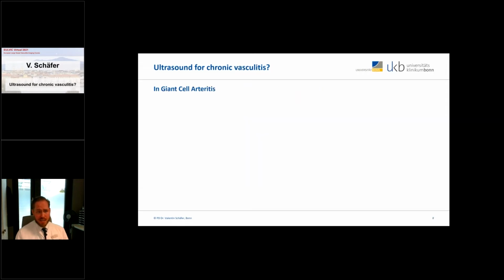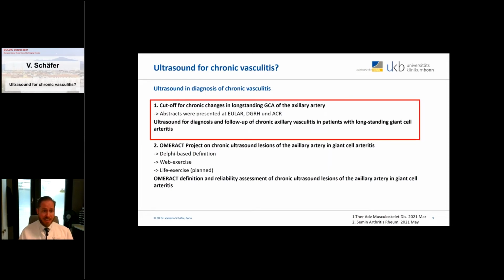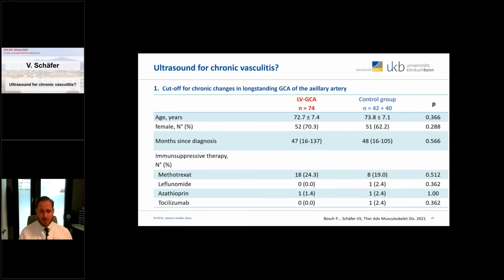Going into giant cell arteritis, we finished 2 projects, and you can see the first project was published in March 2021 and the second project in May 2021. And I'll start with the first one concerning ultrasound in long-standing or chronic GCA. The first one is concerning a cutoff value for chronic changes in long-standing giant cell arteritis of the axillary artery. And I'll start with that project.